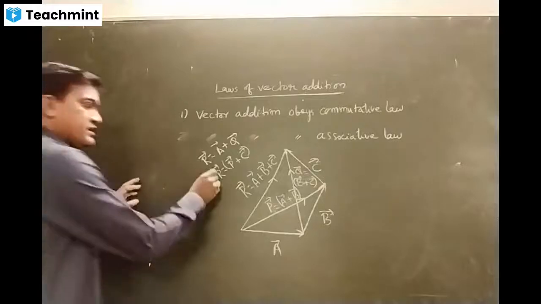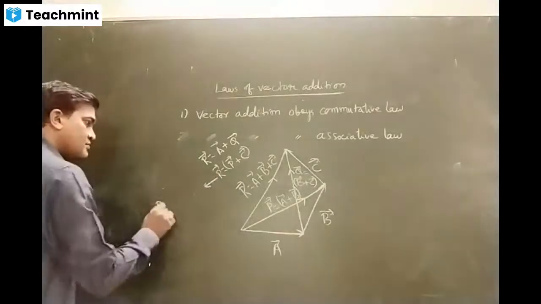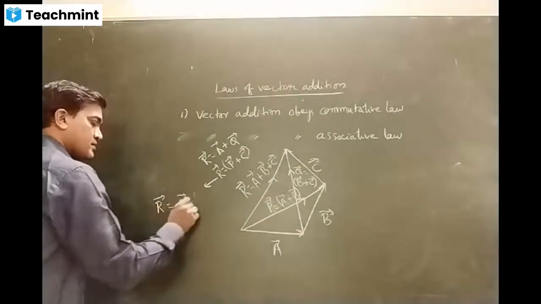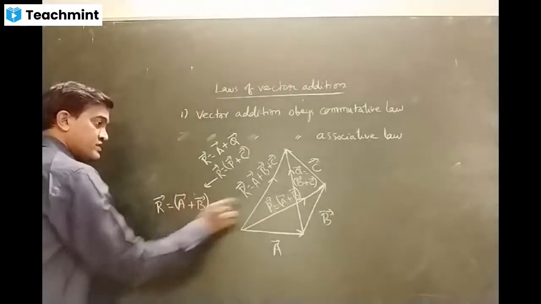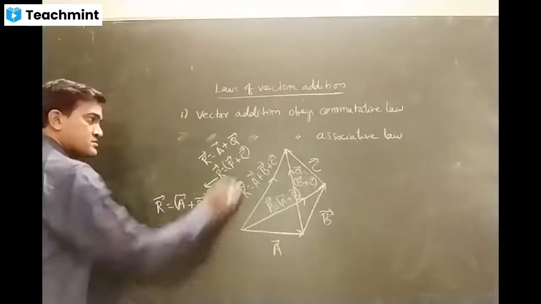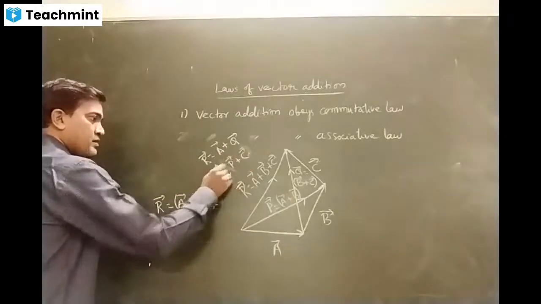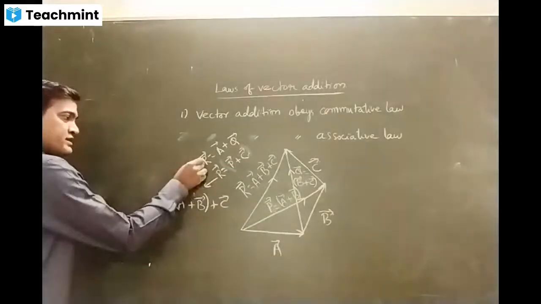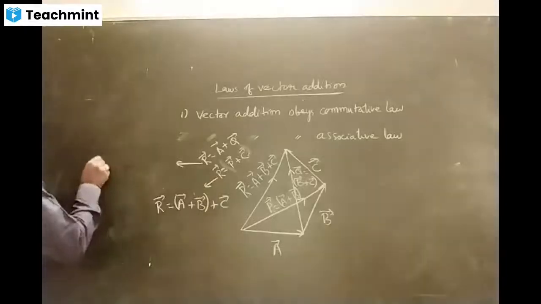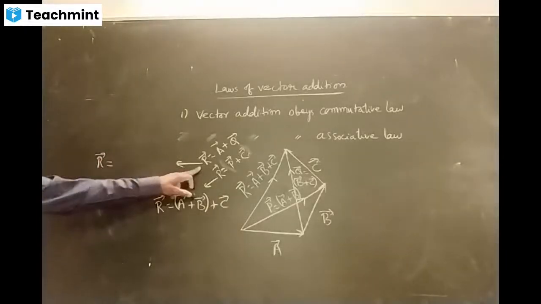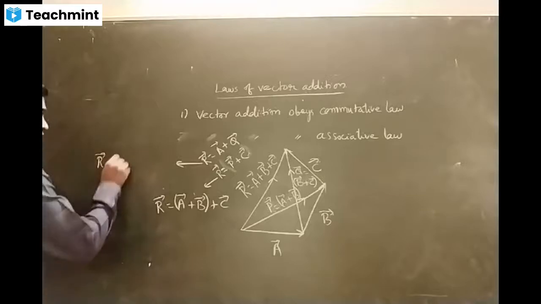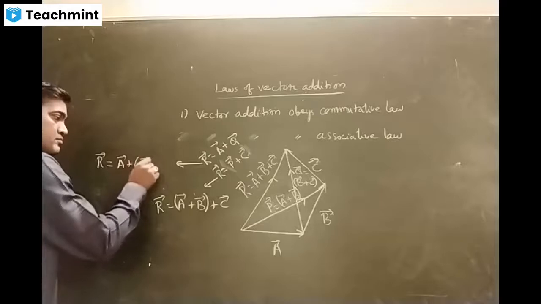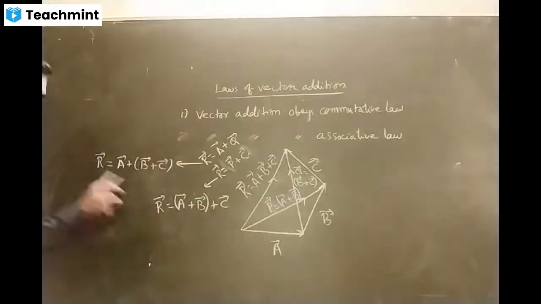Now, can I write this one as R bar is equal to P bar, that is, A bar plus B bar within brackets plus C bar. And from this, what I can write? A bar plus Q bar, where Q is B bar plus C bar. Now, are they equal?